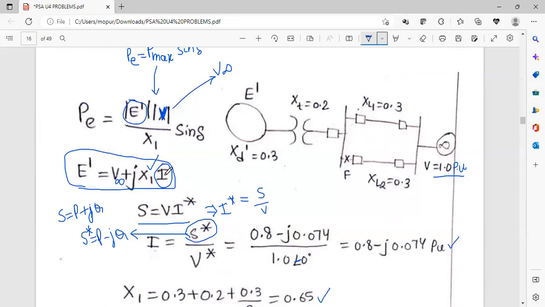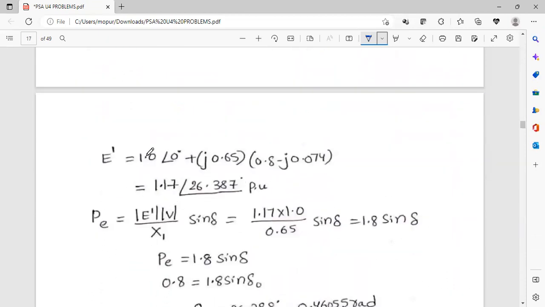Now we have obtained the value of I, we have found out the value of X1, and we know the value of V. So we can find out the value of E dash. E dash is equal to V, plus J into X1 into I. So you will be getting the value of E dash.